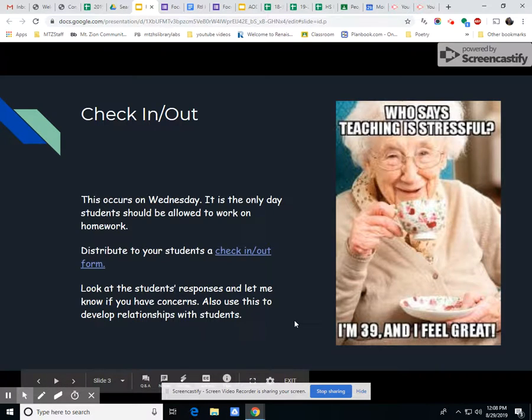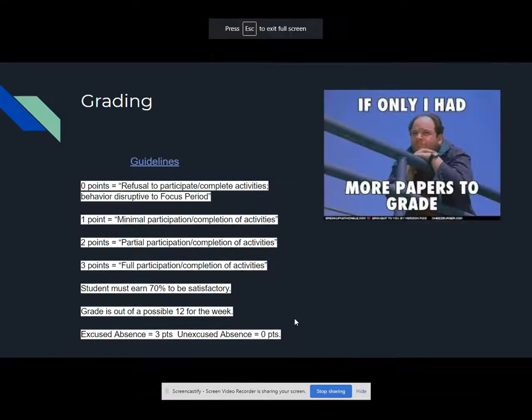We do ask that you look at your students' responses on those forms. If you have concerns about your students, come talk to me, or come talk to their counselors. Make sure that you're developing relationships with those students.